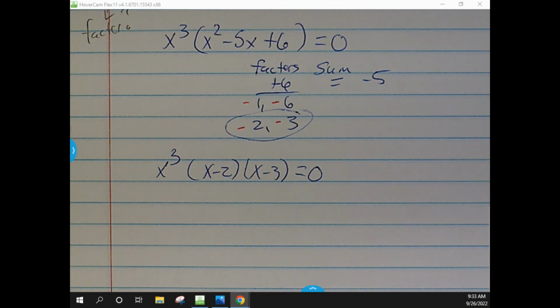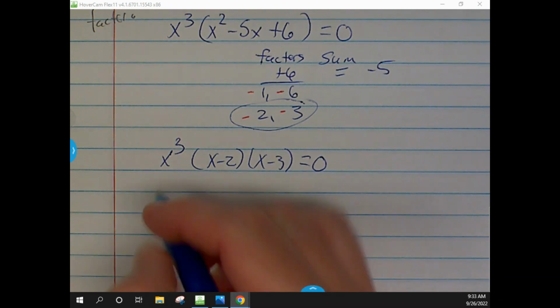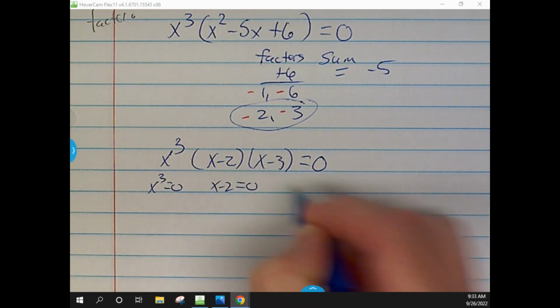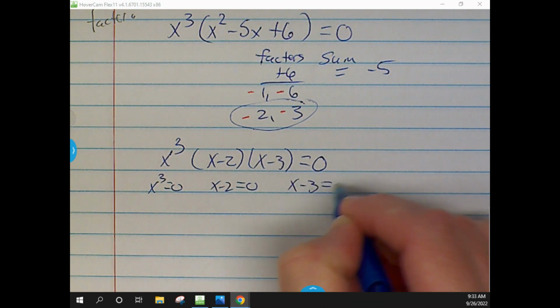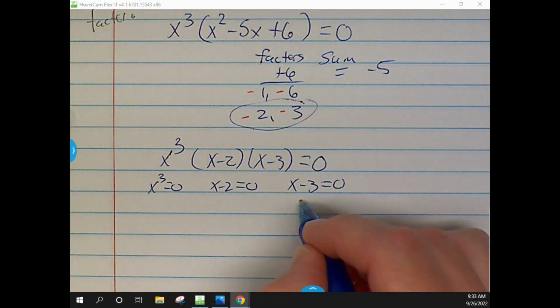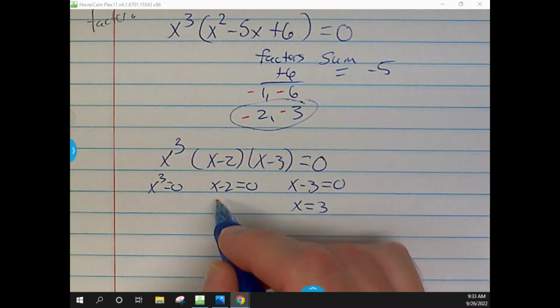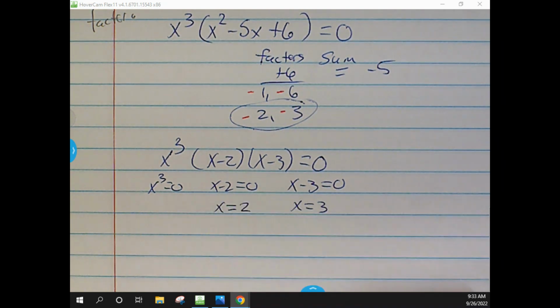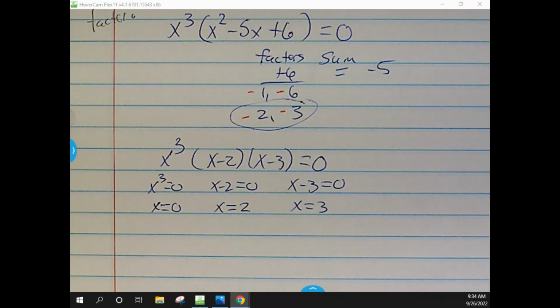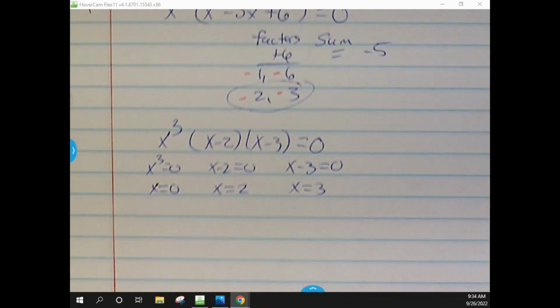And then from there, it's just setting each parentheses equal to 0. So we're going to set x to the 3rd equal to 0, x minus 2 equal to 0, x minus 3 equal to 0. The solving is really easy. Just add 3 to both sides. This one we add 2 to both sides. And this one, well, if it's x to the 3rd equals 0, it's just 0, right? Doesn't matter what power of x it is. If it's x equals 0, it's still just going to be 0.